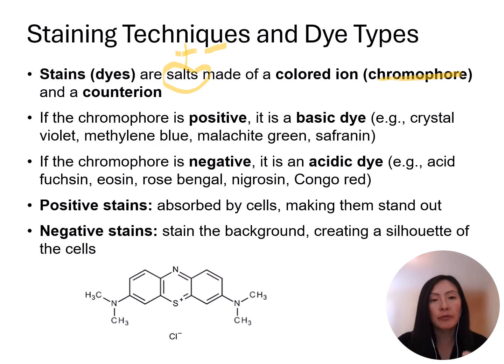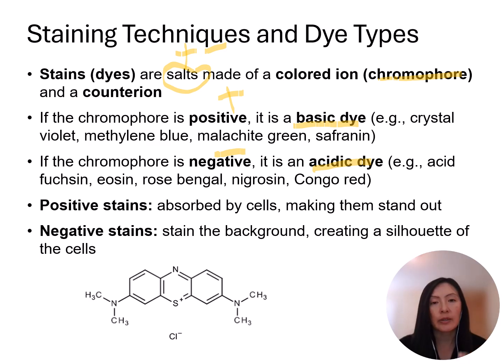So if the chromophore is positively charged, it's going to be a basic dye. Common examples we have in lab are crystal violet, methylene blue, we'll see malachite green, and safranin. If the chromophore is negatively charged, it's going to be an acidic dye. Things like acid fuchsin, eosin, nigrosin, Congo red, we'll see these in lab.